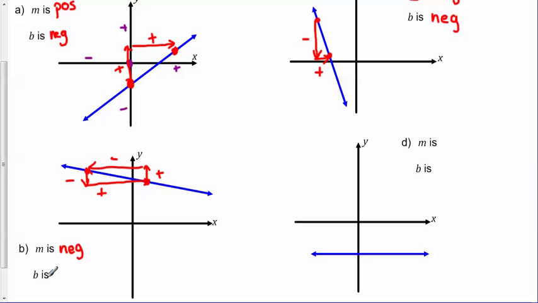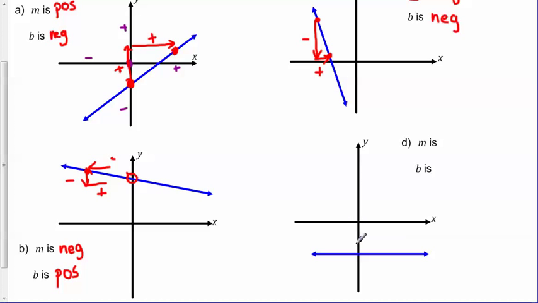Now, what about our b value? Where's our y-intercept? The y-intercept for this one, and let me just get rid of some of these points so we can see our y-intercept a little bit better. The y-intercept is up here, up above the origin this time. There's where my y-intercept is. And since that's in the positive range, b must be positive.